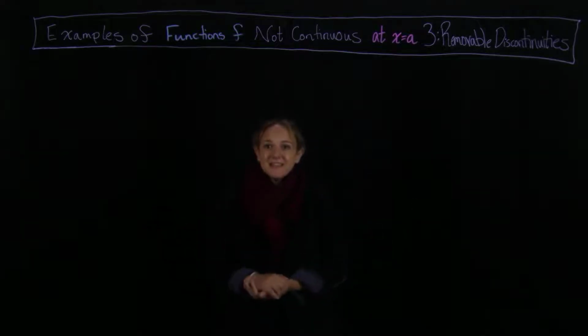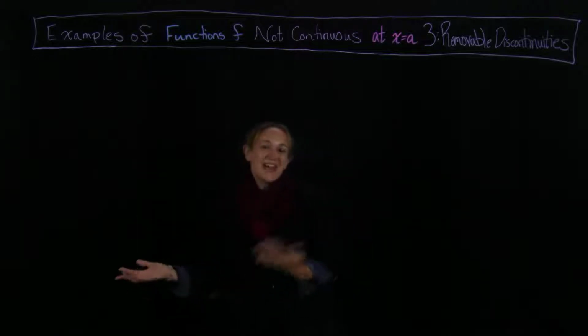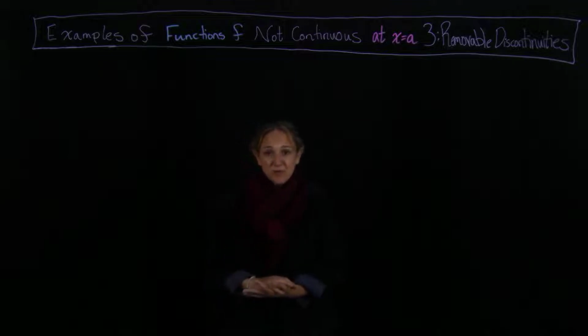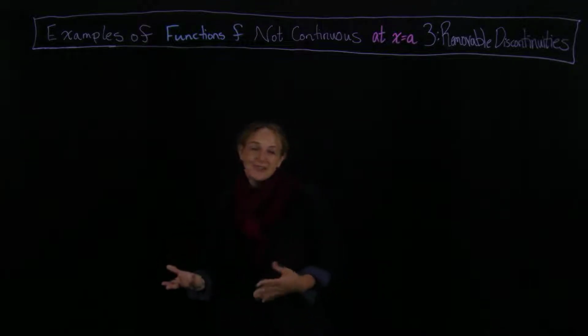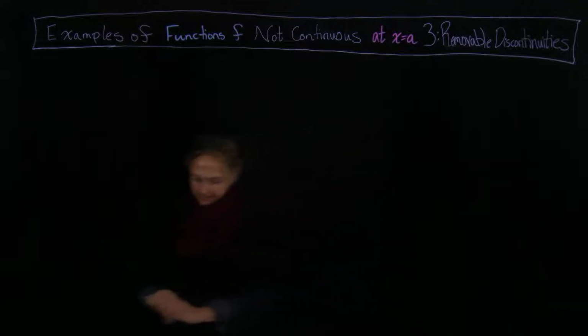Welcome. In this lecture, I'm going to talk about another kind of function not being continuous at an x value a. This is going to be removable discontinuity, and these are nice because you can actually turn these functions into continuous functions. So let's look at an example.